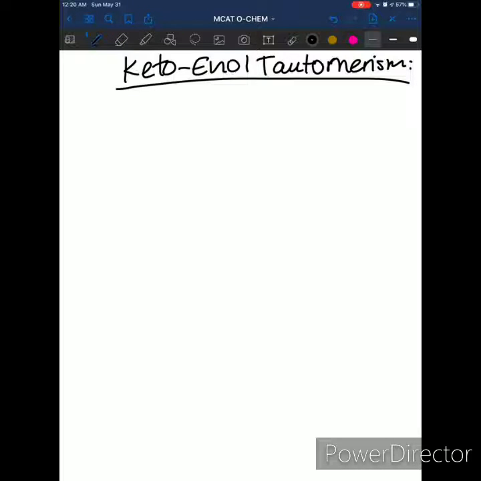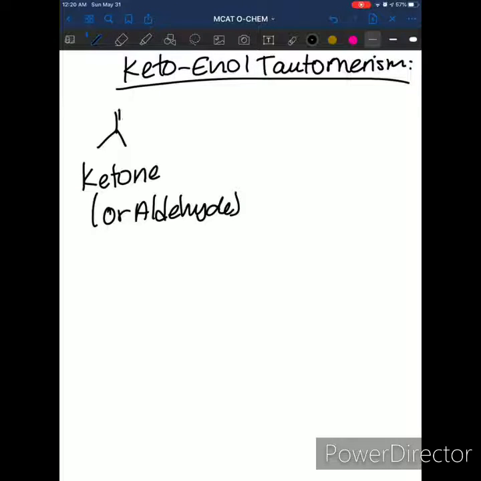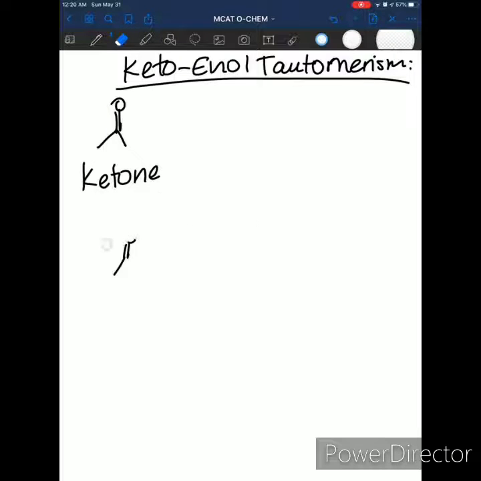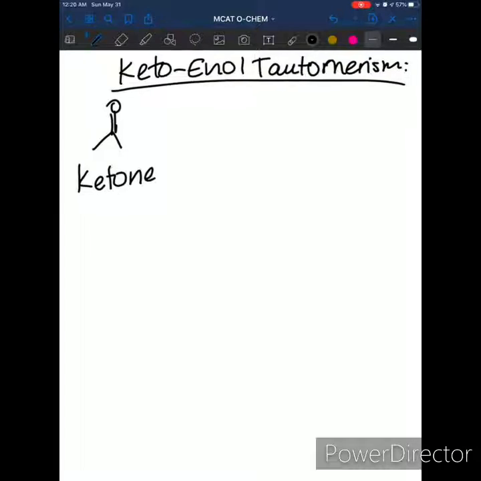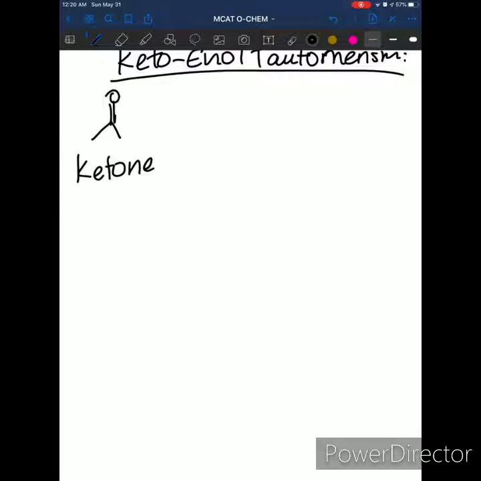So, first of all, keto. Keto just stands for the ketone, and I'm going to put in brackets or aldehyde, because this also works for an aldehyde as well. Right, that you have as your starting molecule. And we know that ketones look like this, and aldehydes look like this. So I will ignore the aldehyde for now, while I show you guys how to do the Keto-Enol tautomerism, and then I will show it with the aldehyde.